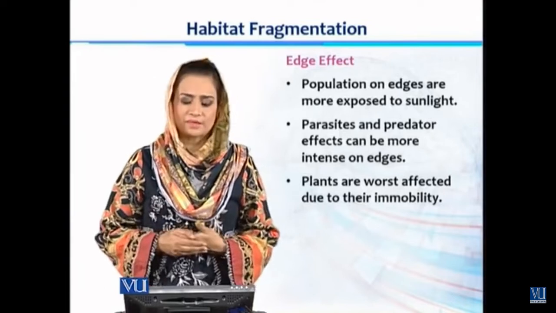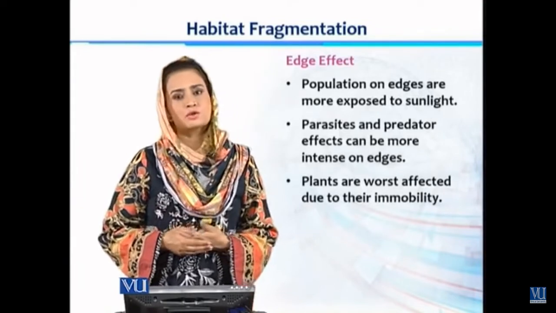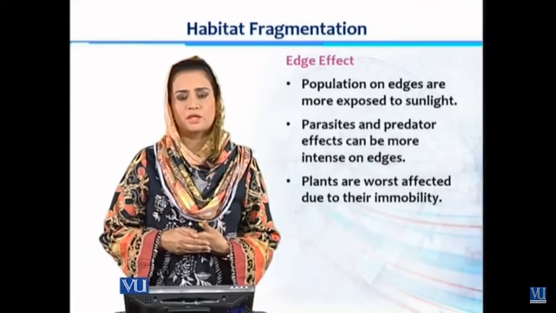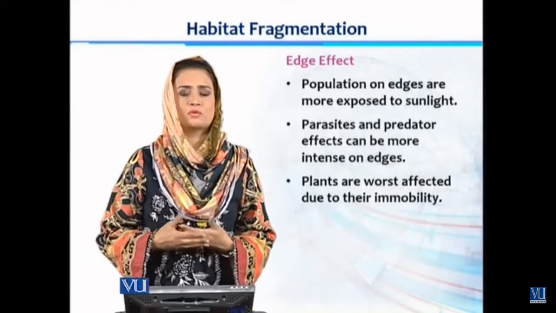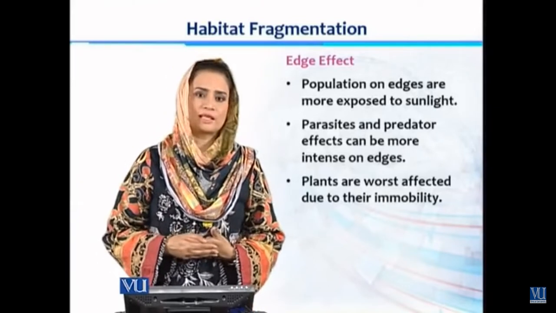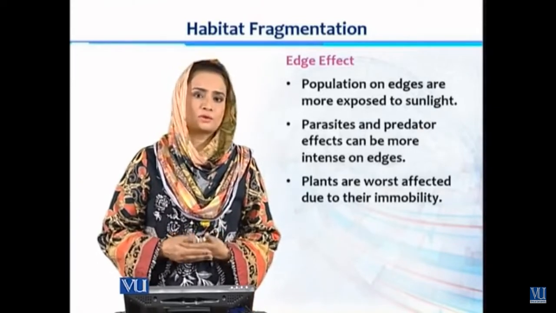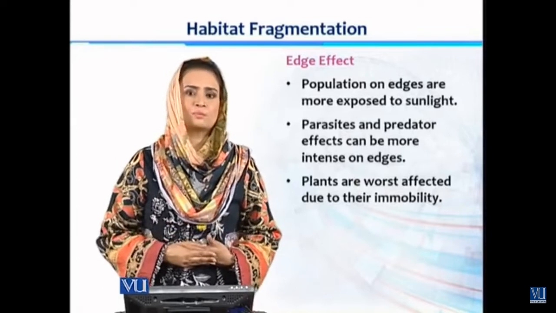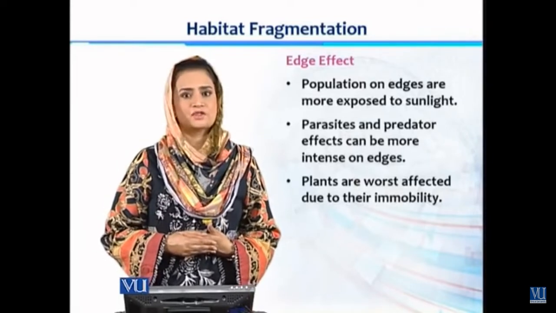Plants are considered the worst affected by habitat fragmentation, because animals which are mobile will migrate from one patch to another, or maybe from the edges to the interior of that fragment. But in the case of plants, because they are sedentary and can't move, they will have to stay in the same place and face these harsh conditions. So there are more chances of elimination of plant species as compared to animal species as a result of habitat fragmentation.